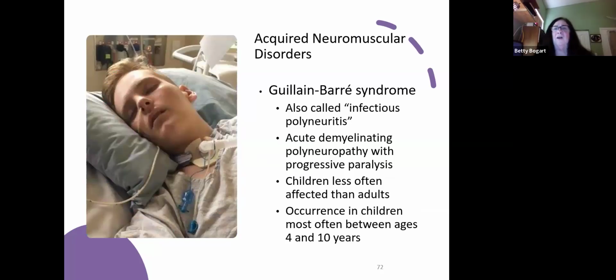Now, another neuromuscular disorder, mostly we see it in adults. I actually saw it with one of the supervisors I worked with. She was 28 years old. She had an upper respiratory infection, and all of a sudden she was weak and falling down. And we admitted her into our ICU at her hospital where she worked, and they found out she was Guillain-Barré.